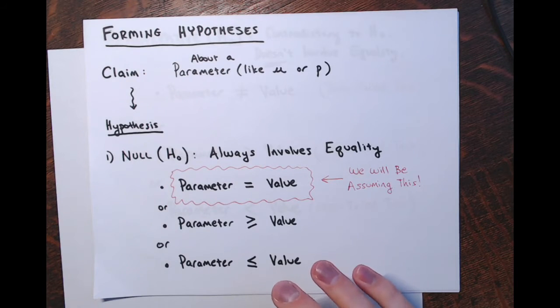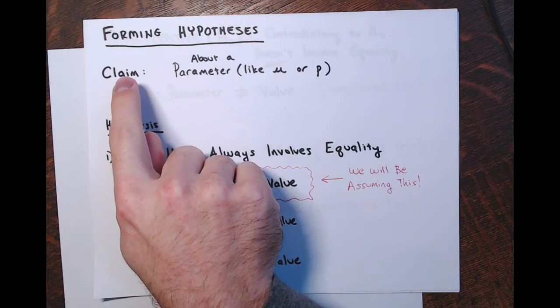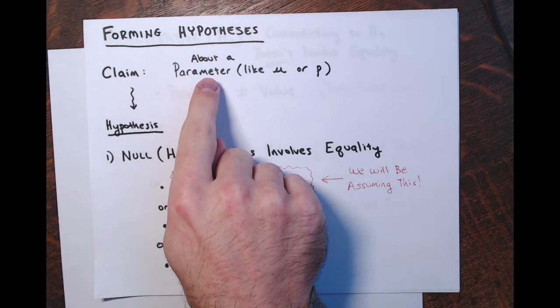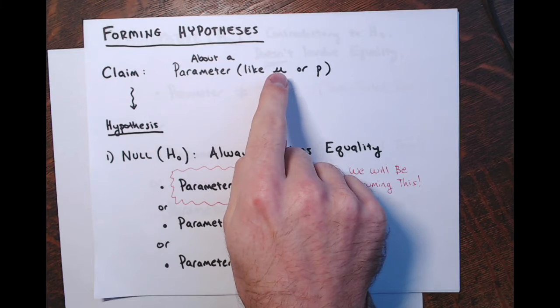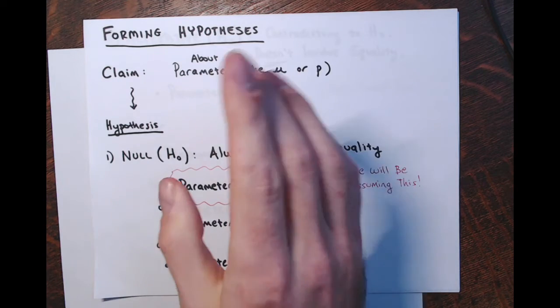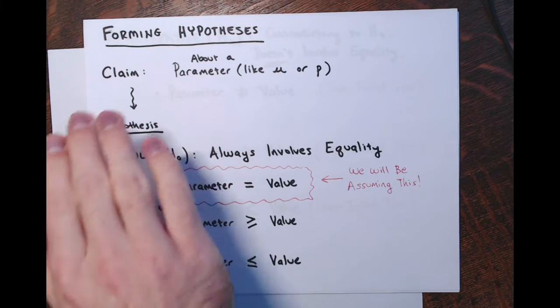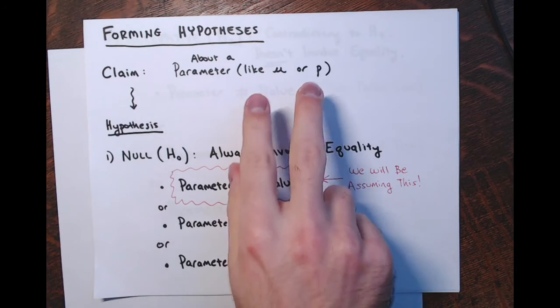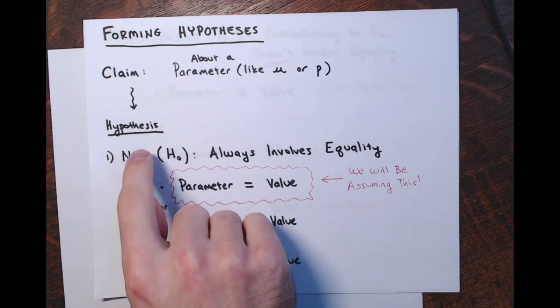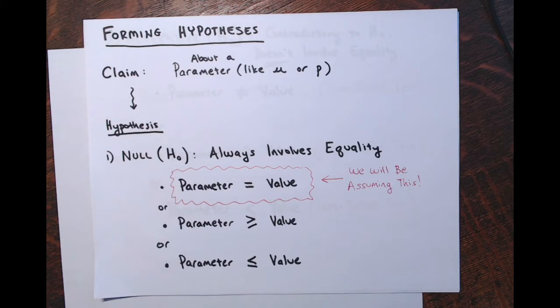the first step is there's a claim that's made. A claim is made about some parameter, like mu or p, the population mean, the population proportion, whatever. It doesn't have to be these two, but some claim is made about a population. And then from that claim we form the null hypothesis and alternative hypothesis.